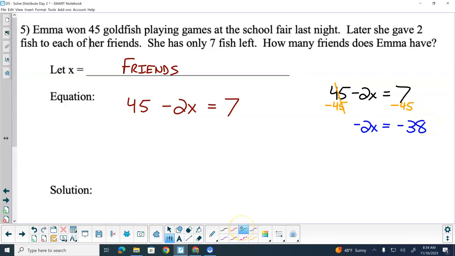Divide by 2? That equals negative 2. We're going to divide by negative 2. Yep. No, it's not the same thing. So then that gives me x equals how many friends? 19. 19 friends. She's got a big old squad.